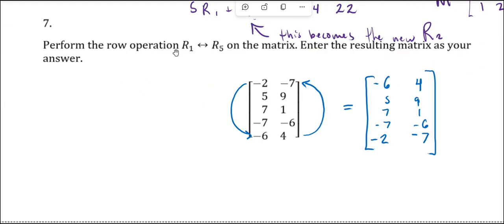That's what we want. Here we have an interchange to do. They say switch row 1 and row 5. So that would just look like this, taking the -6, 4 and putting it up on the top row, and taking -2, -7 and putting it on the bottom row.